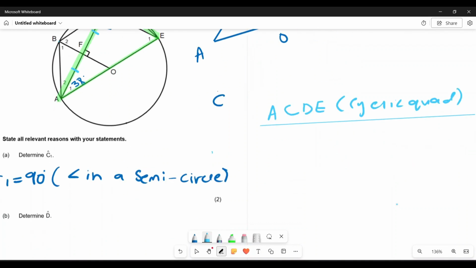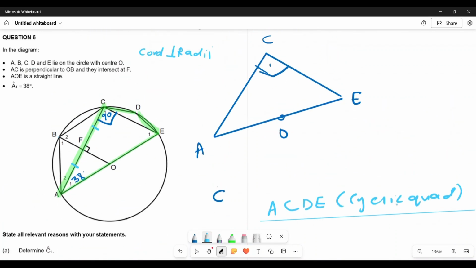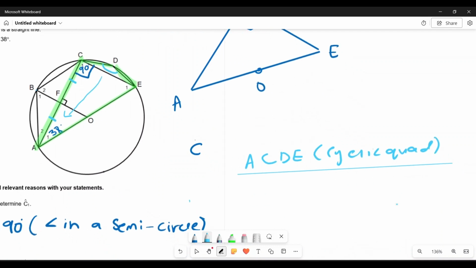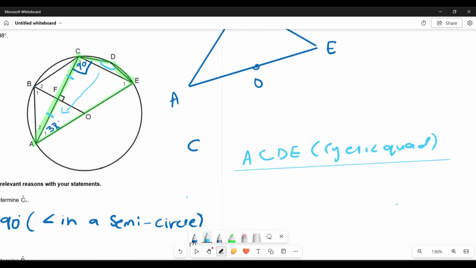Now, what is that angle that I'm trying to determine here? I'm trying to determine this angle here, D. Now, can you see that this angle D is opposite to my angle A1? And what do we know about opposite angles of a cyclic quad? They are supplementary, right? So here I'm going to say angle D plus A1 is 180. And why is this? These are opposite angles of a cyclic quad.